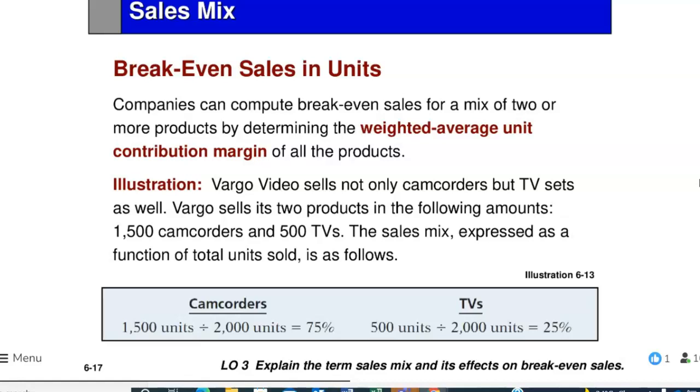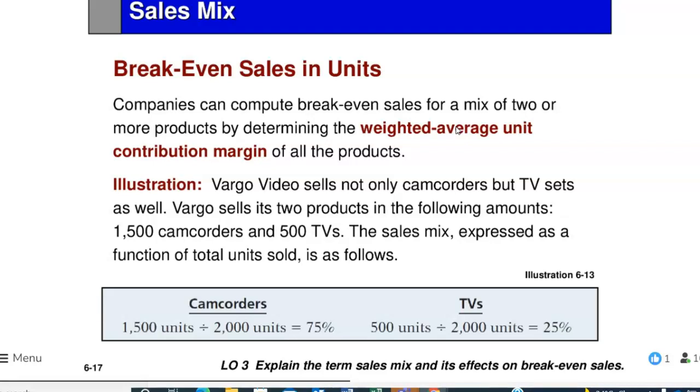Now up to this point, we have calculated the break even for companies that provide one product or one service. What do we do for those companies, as many companies are, that produce more than one product or one service? Well, what we use is what's called the weighted average unit contribution margin.